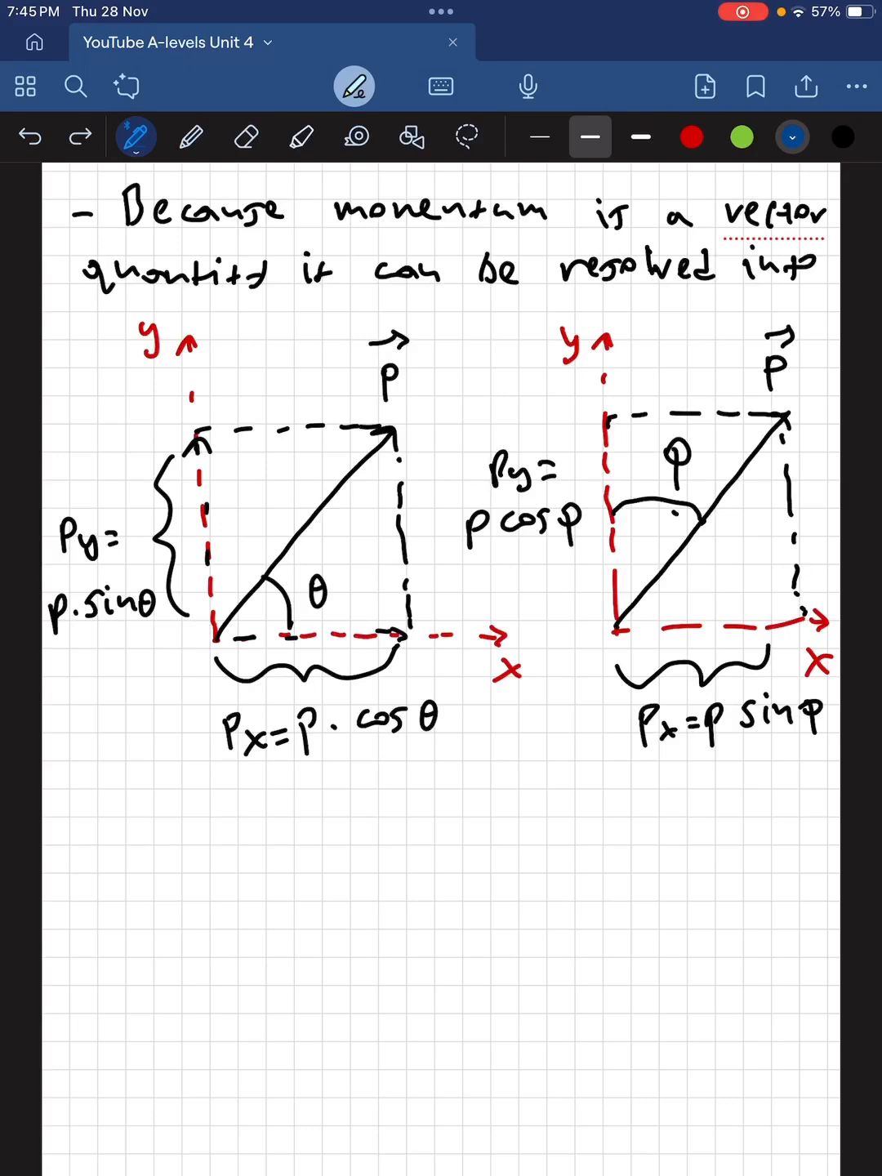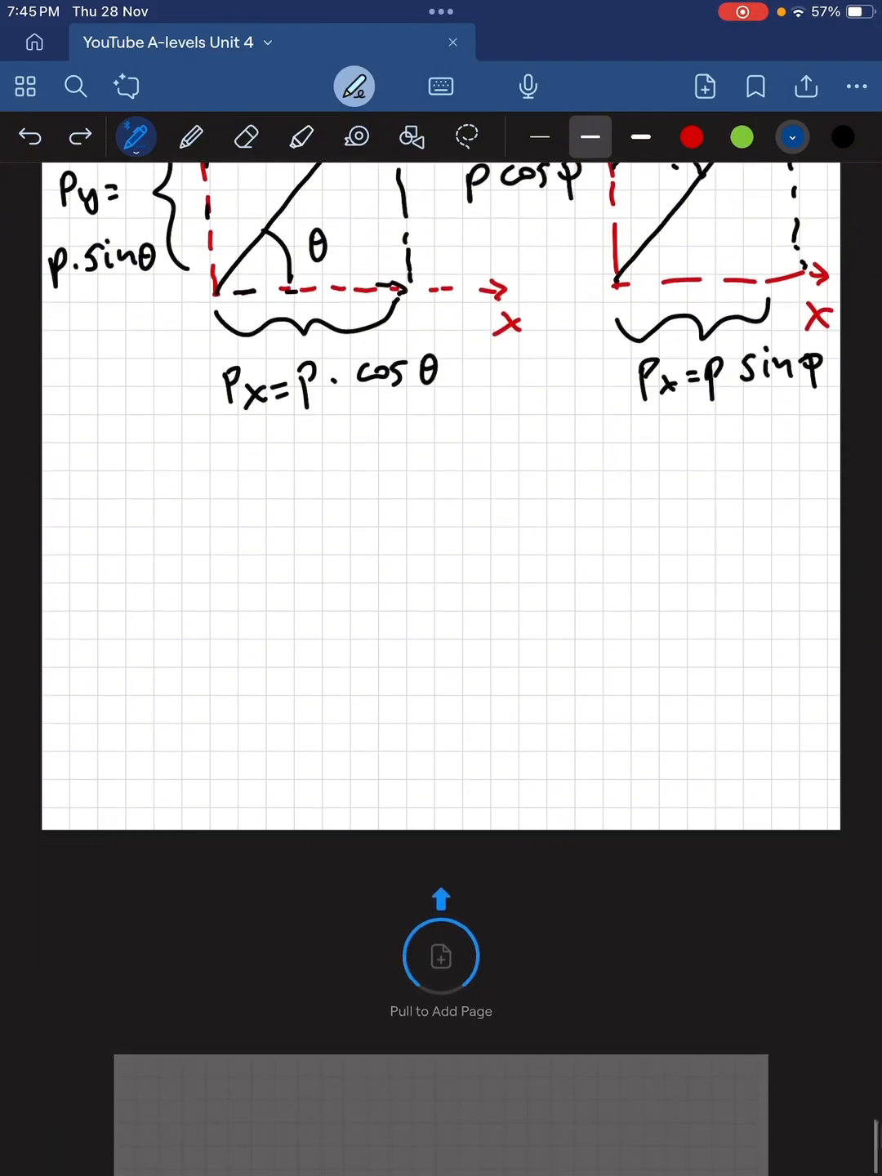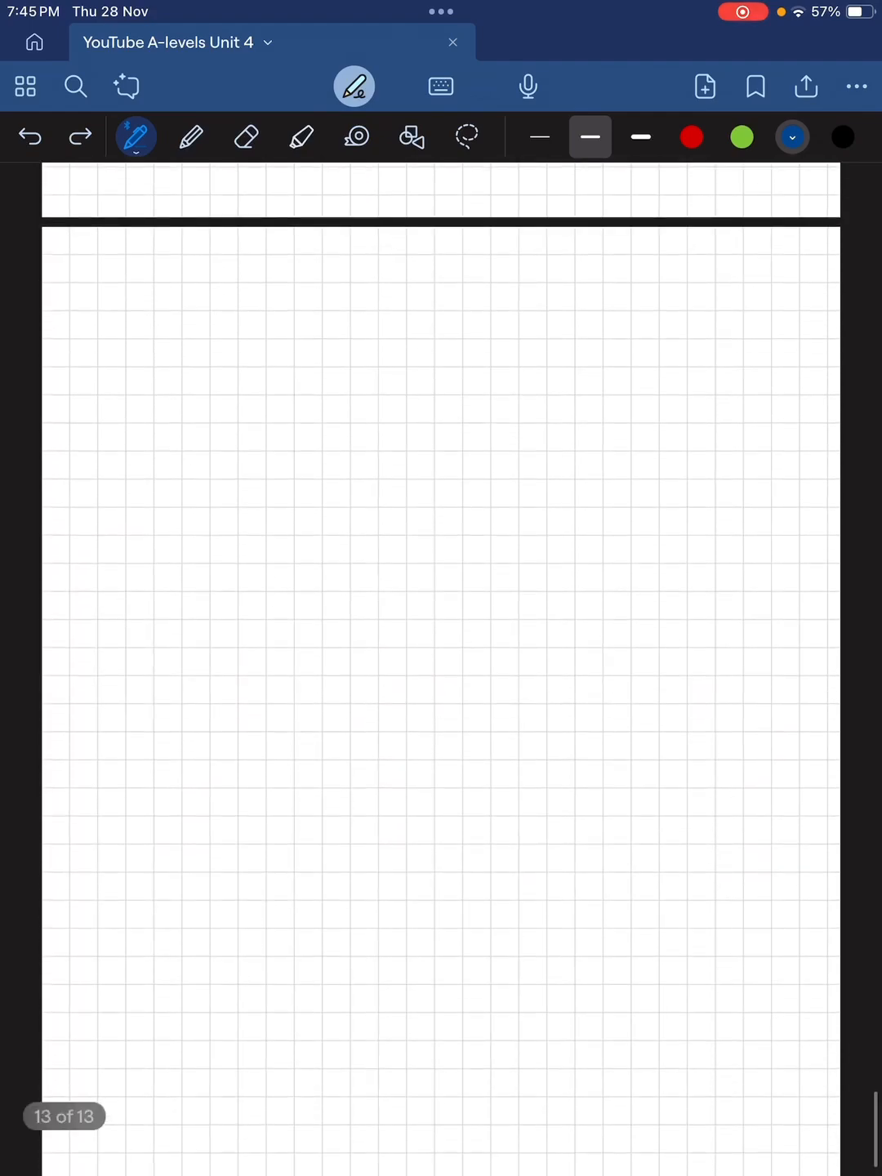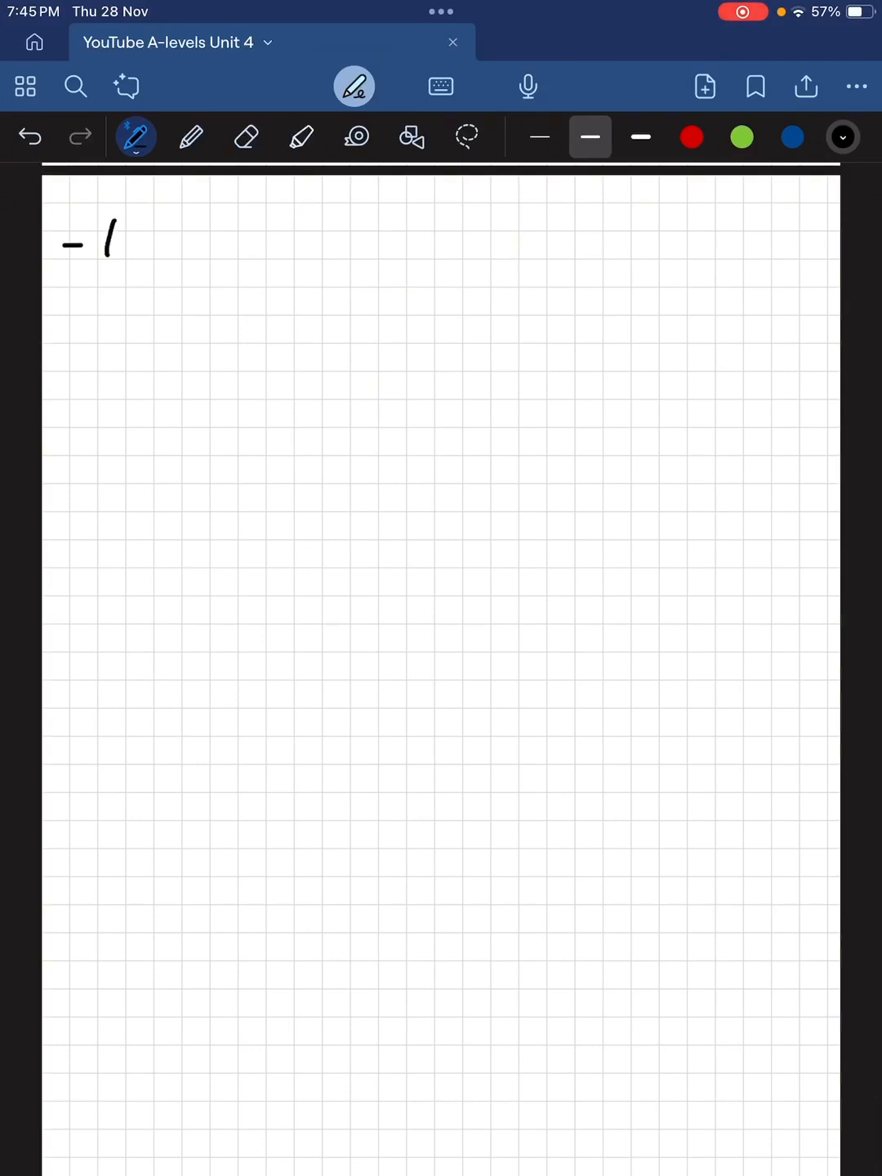Since we are going to be dealing with two-dimensional momentum, we will need to resolve the momentum into its x and y components. And there is one more trick that you need to know that I will mention later. But for now, let's examine how momentum is related to Newton's second law.